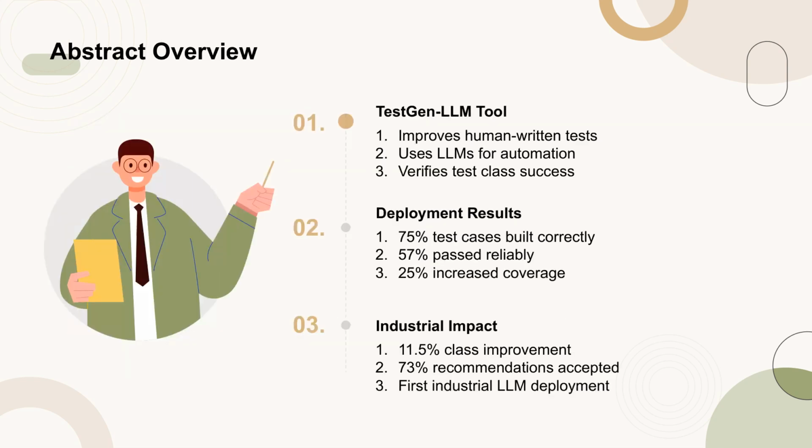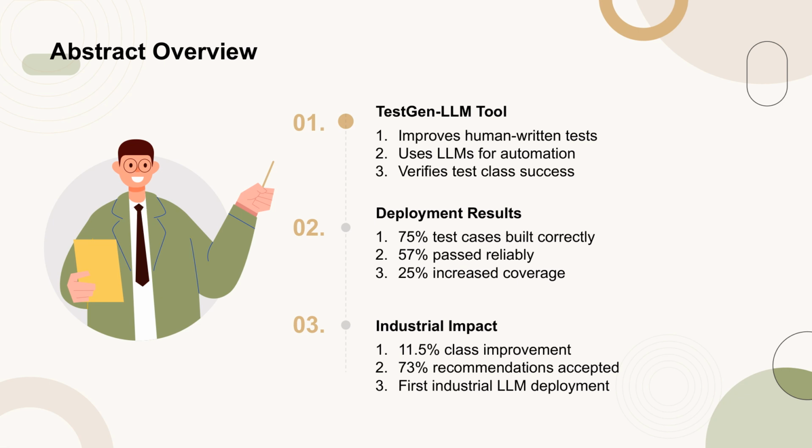This paper introduces Meta's TestGen-LLM tool, which leverages large language models, LLMs, to automatically enhance existing human-written tests. The tool ensures that its generated test classes meet a set of filters, guaranteeing measurable improvement over the original test suite and mitigating issues related to LLM hallucination.